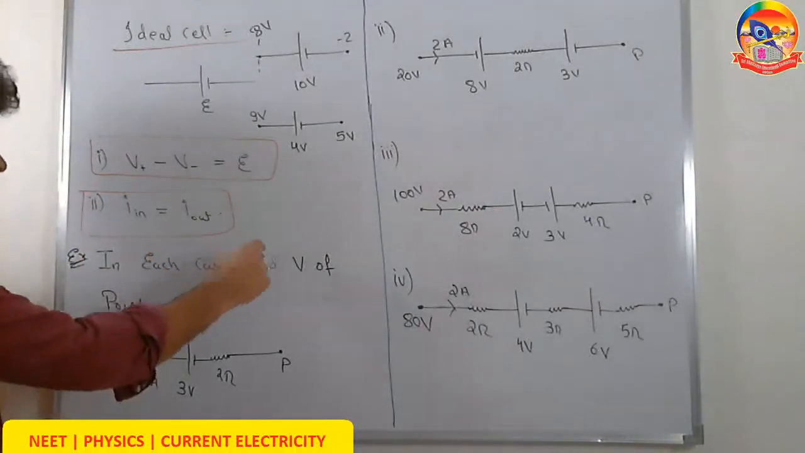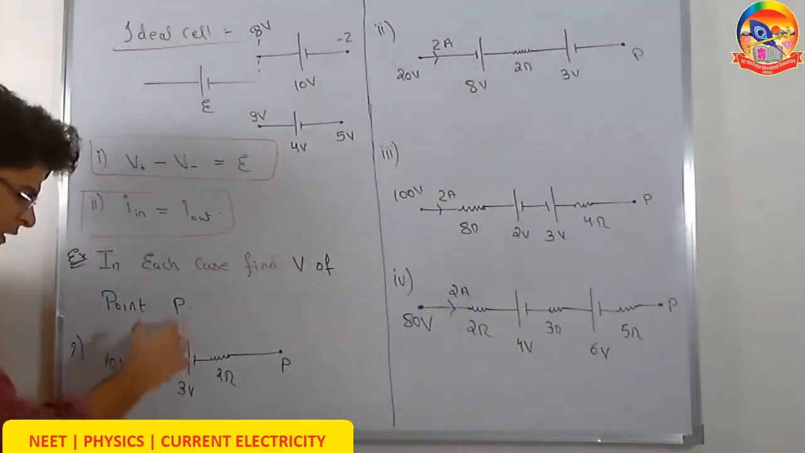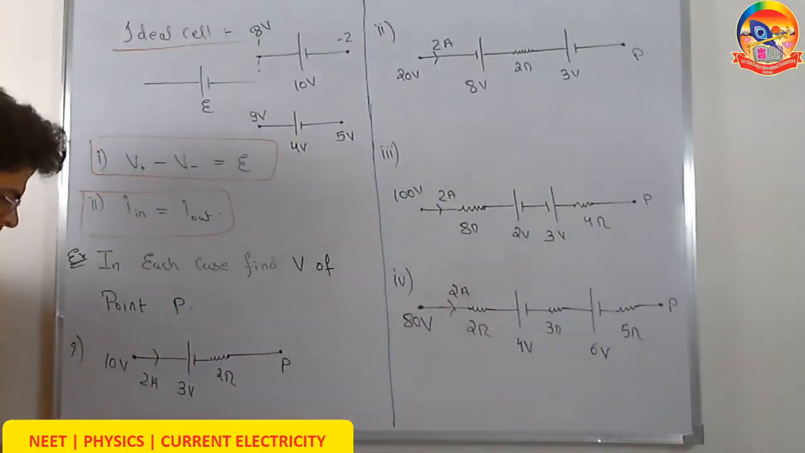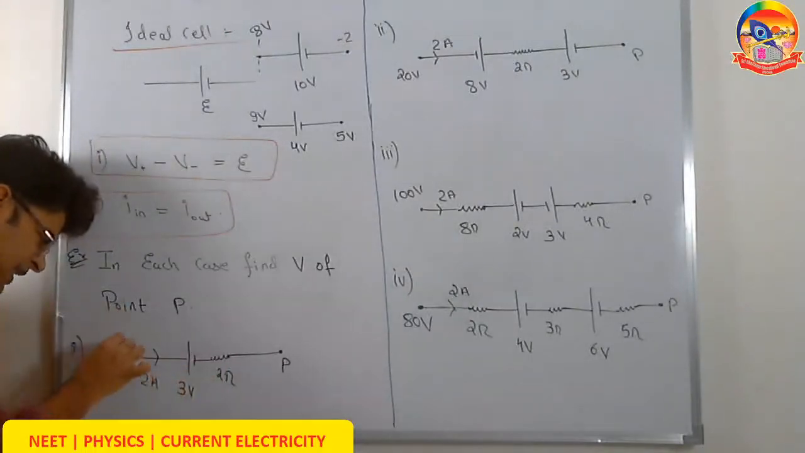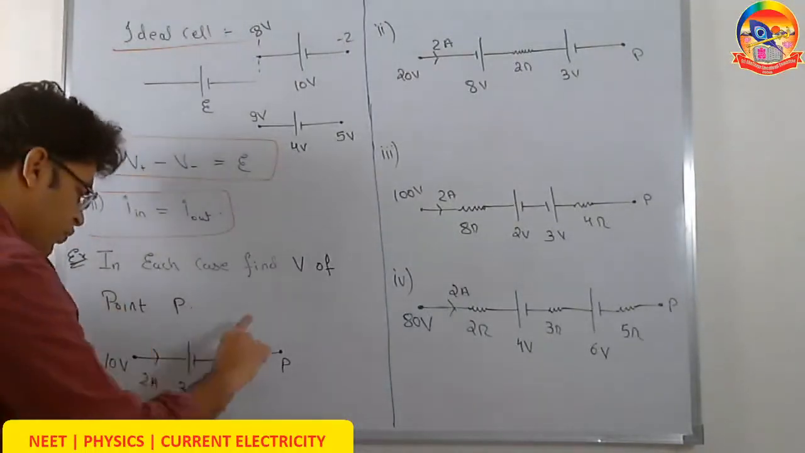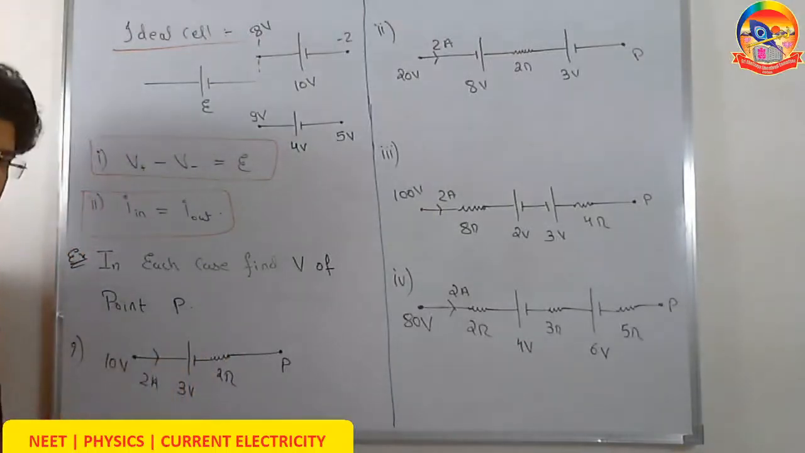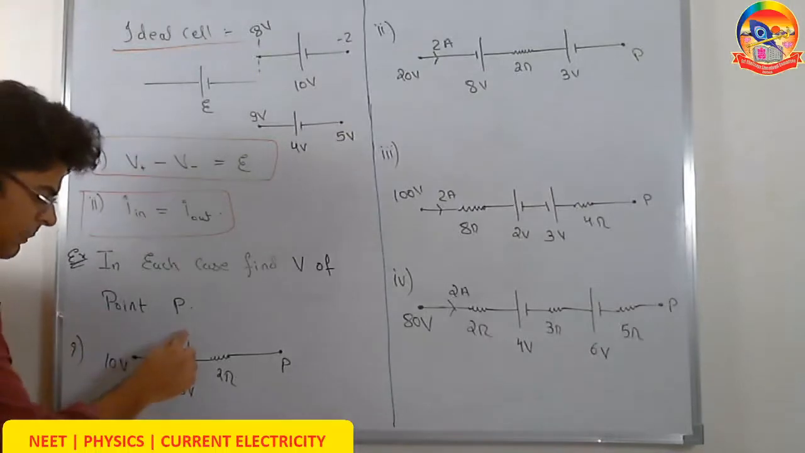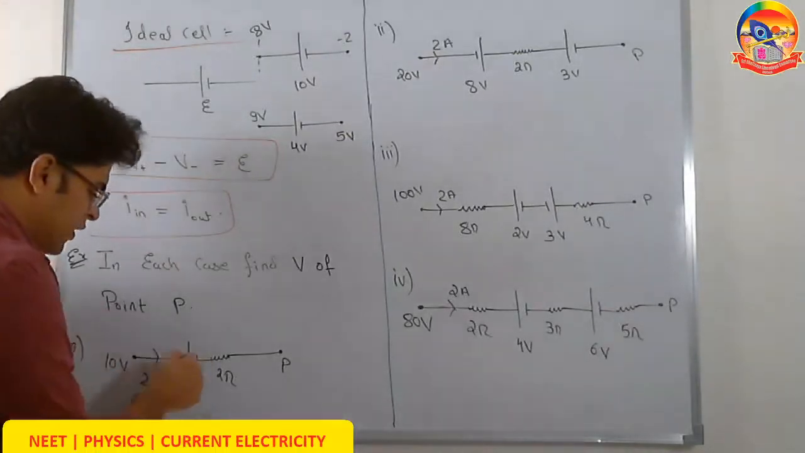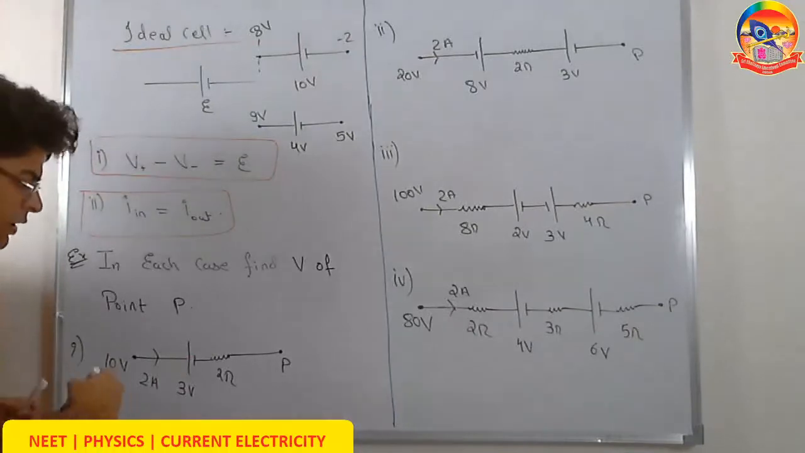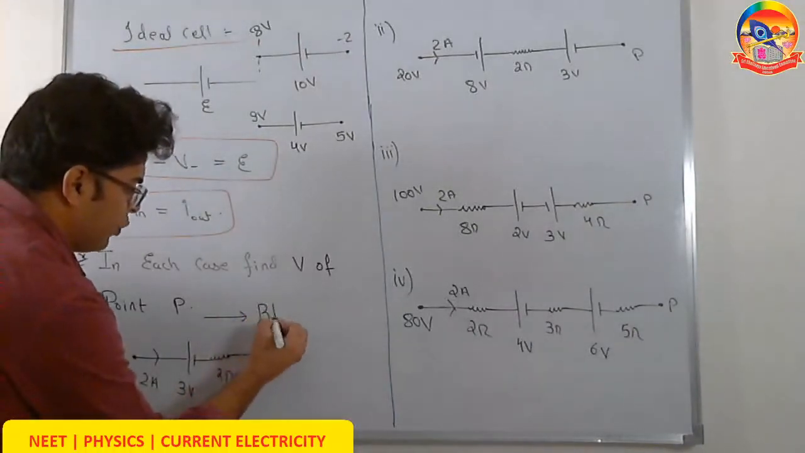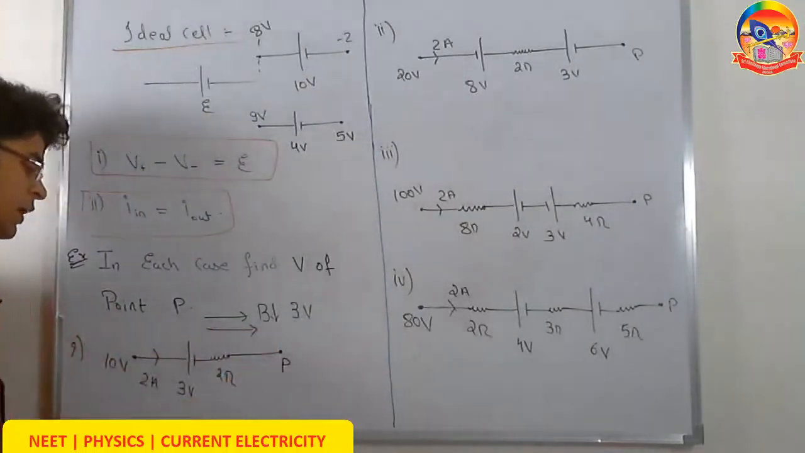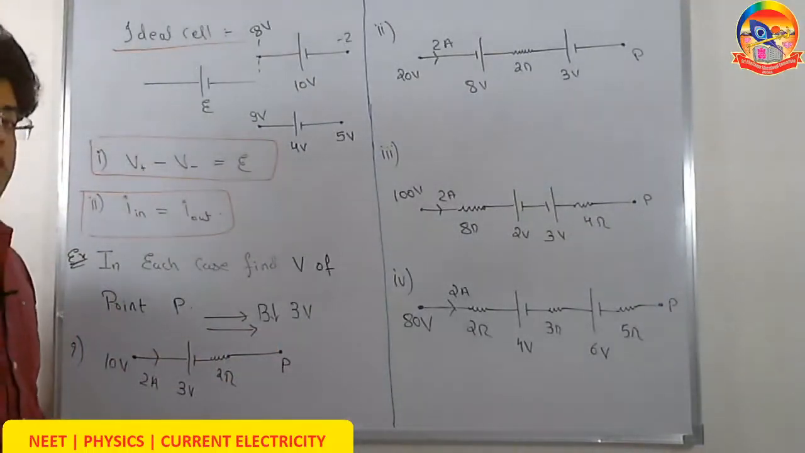In each case, find the potential at point P. The first case: there is a cell, there is a resistance, and we need to find the potential of point P. Going from left to right, the potential at the left-hand side is 10 volt. Because of this battery, the potential of the right-hand side tries to be higher or lower. The battery has higher polarity on the left-hand side and lower on the right. So going from left to right, the battery tries to decrease the potential by how much? 3 volt. Going from left to right, does the resistor try to increase or decrease the potential?